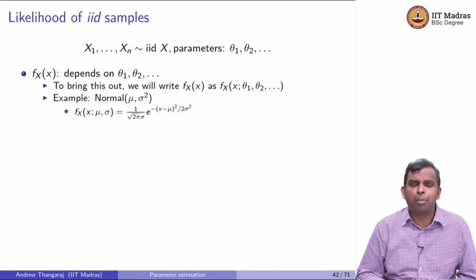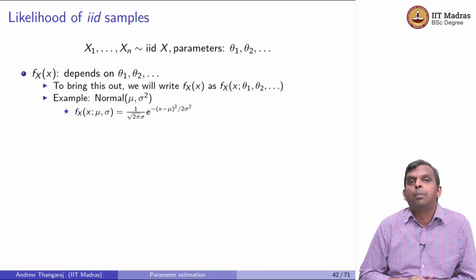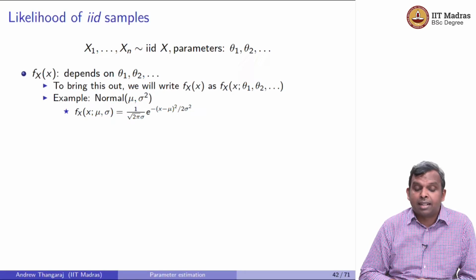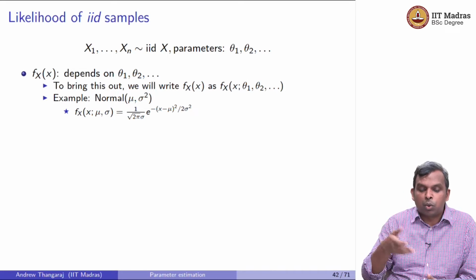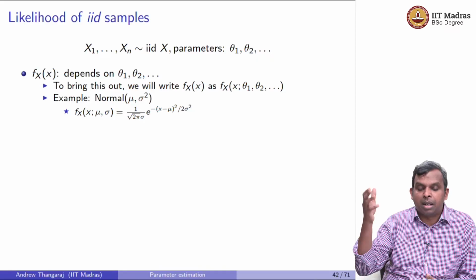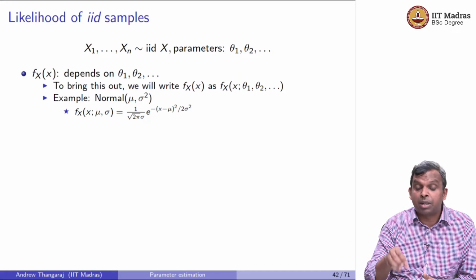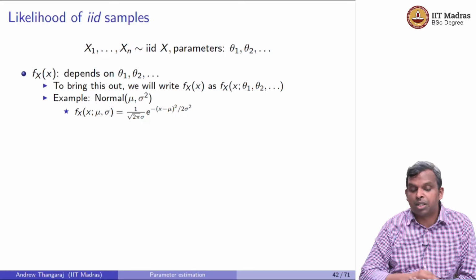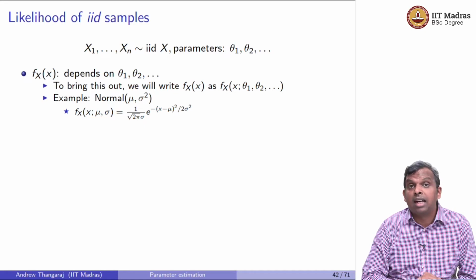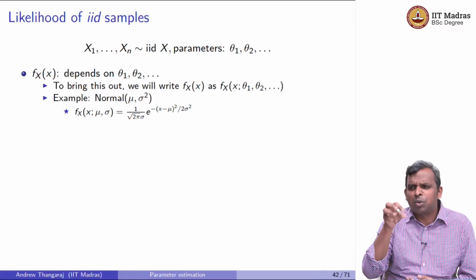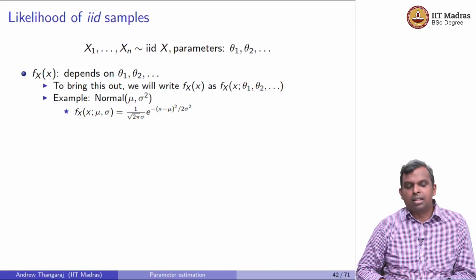Okay, so here's an example for you. If you think of the normal mu sigma square distribution, the PDF evaluated at x with parameter mu and sigma is this function, right? 1 by root 2 pi sigma e power minus x minus mu whole square by 2 sigma square. So, you have mu appearing in the PDF expression, sigma appearing in the PDF expression, x also appears in the PDF expression. So, I can write this function as fx of x semicolon mu comma sigma, just to bring out that mu and sigma plays a role in that function.